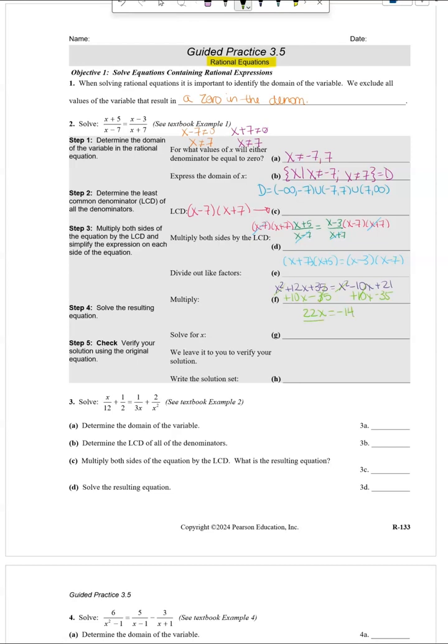And then we can divide by 22. So that's going to give us, I'm going to write it down here, x equals negative 14 over 22, but we could make that simpler, right? We always simplify as far as we can in college algebra. So it's going to be negative 7 over, guess it, 11. So our solution set will be negative 7 over 11.